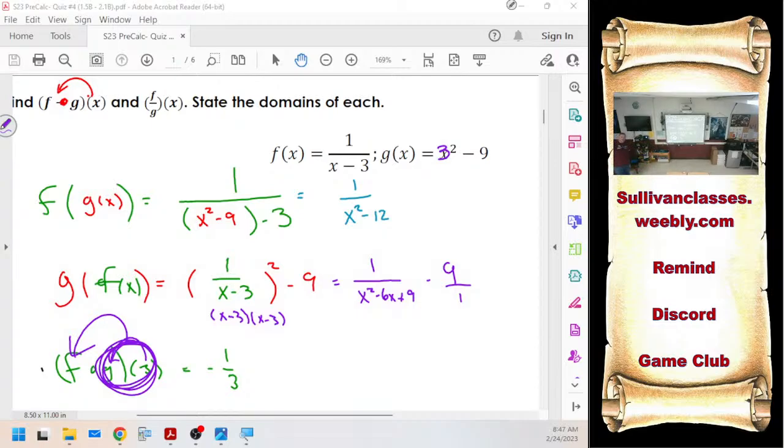I will tell you, in the past, there's been a lot of kids who have done f of g, g of f, completely forgotten the evaluation. They've just forgotten that part of the problem. So please, please, please, do the entire problem, underline, highlight the directions, whatever you need to do to remember to actually go find f of g of whatever number you're given.